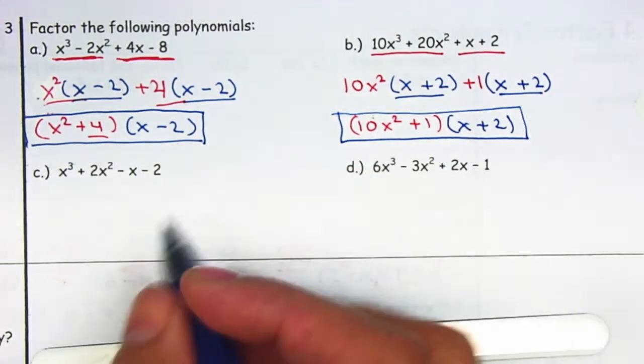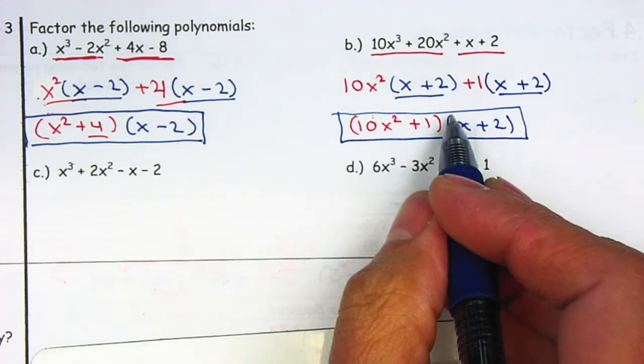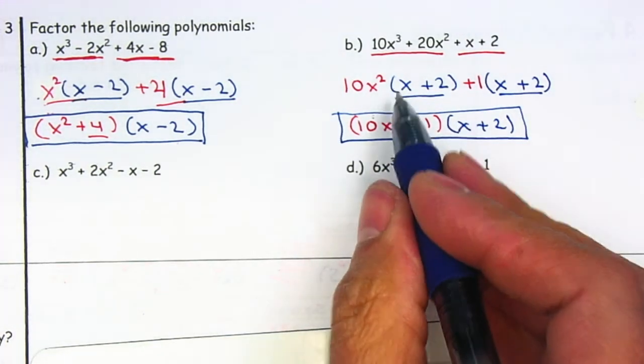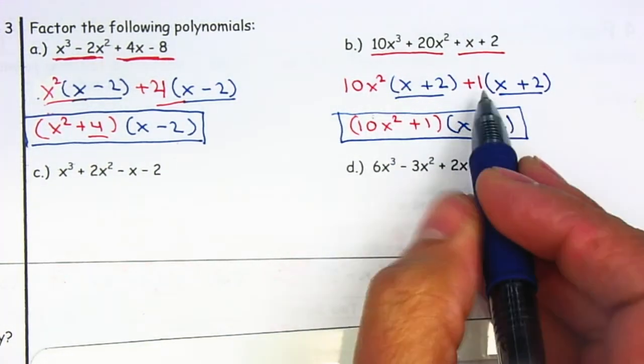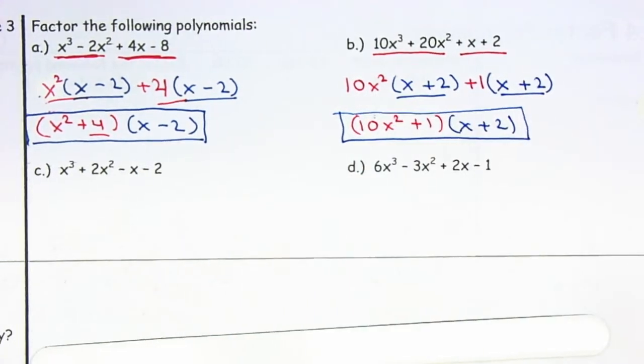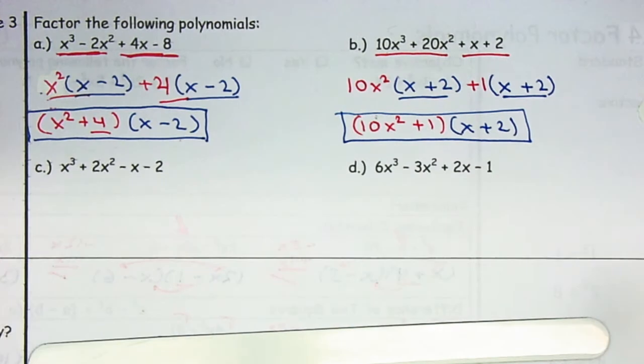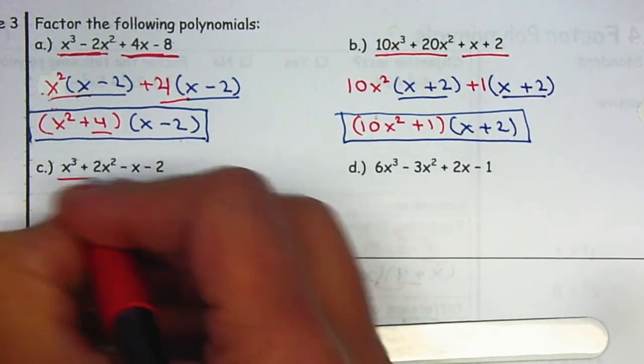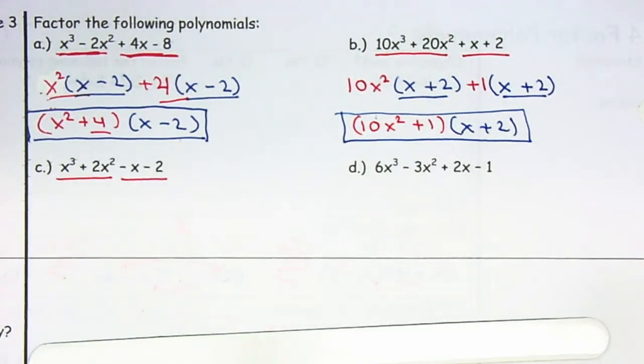And that's it. If you want to double check your work, you can always distribute the 10x squared to both of them, which is right here. The 1 to both of them, which is right here. And then continue, and you'll notice it's exactly the same. Letter C. Factor by grouping. So I'm going to group each of 2 at a time.